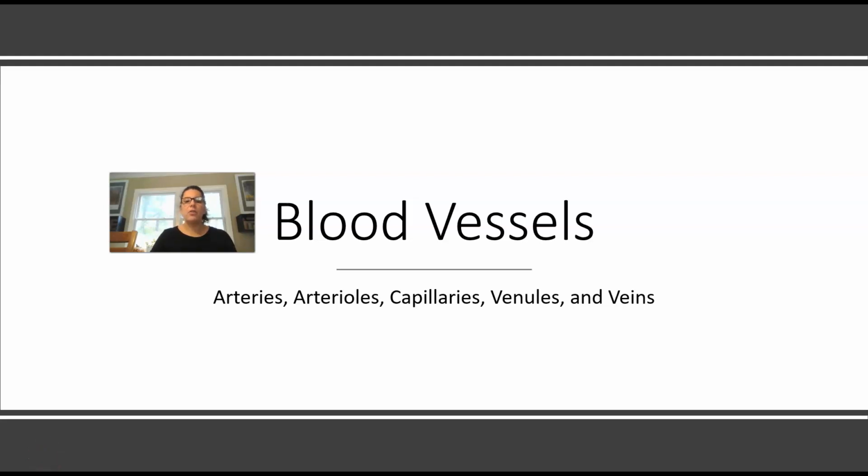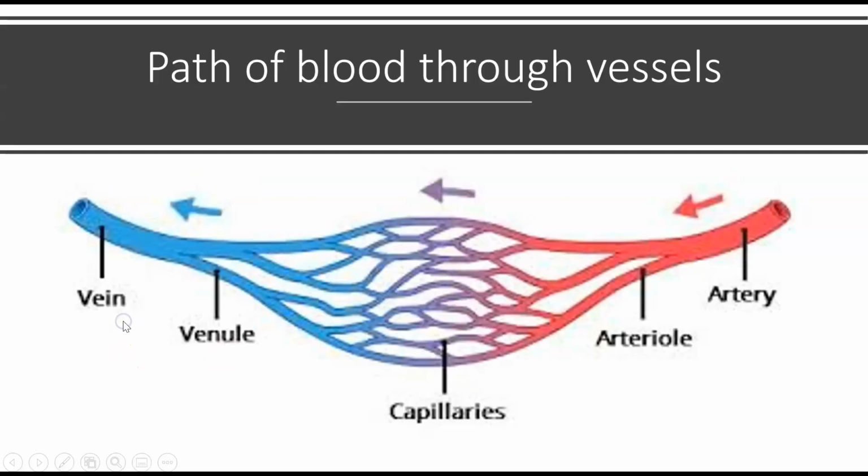This lecture video is going to go over the anatomy of blood vessels, including arteries, arterioles, capillaries, venules, and veins. When we look at the path that blood flows through our different vessels, we know that the aorta is going to be the first vessel that carries oxygen-rich blood away from the heart.